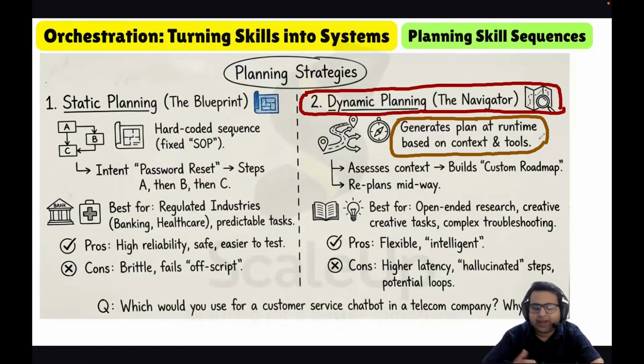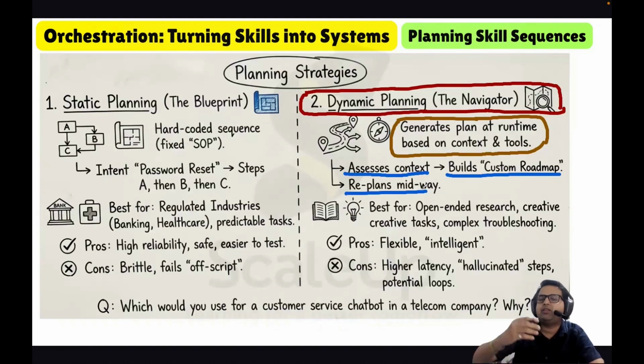So how it works, the dynamic planning: the agent assesses the context. It looks at its available tools and builds a custom roadmap. It can replan midway. That is the beauty of dynamic planning. We can keep on reiterating, we can replan midway if a step fails or if the user changes their mind. So in dynamic planning, we can handle uncertainty.